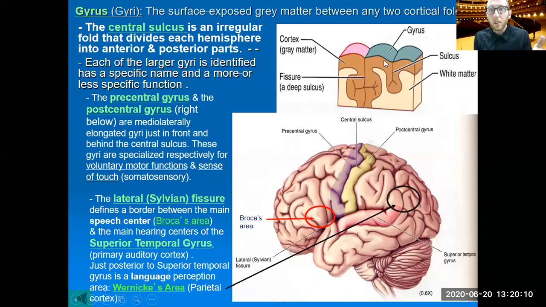Something I didn't mention earlier is that the brain also has gray matter and white matter within it. Now, the gray matter and the white matter, gray is superficial, white matter is deep. That's the opposite of the spinal cord.